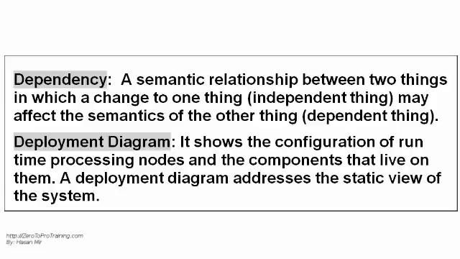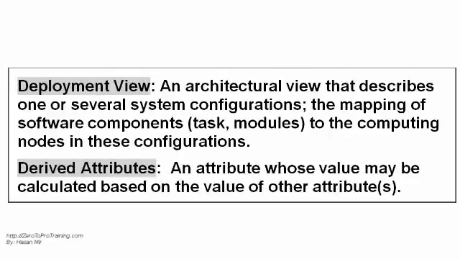A deployment diagram addresses the static view of the system. Next, deployment view. An architectural view that describes one or several system configurations, the mapping of software components, tasks, modules, to the computing nodes in these configurations. Derived attributes. An attribute whose value may be calculated based on the value of other attributes.